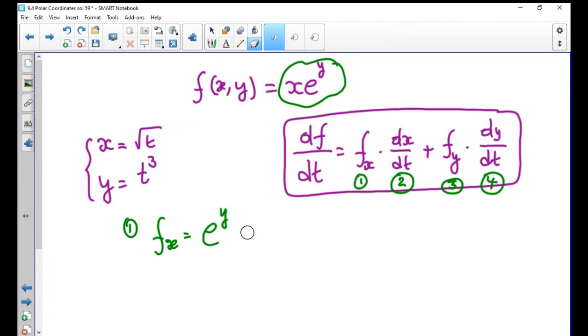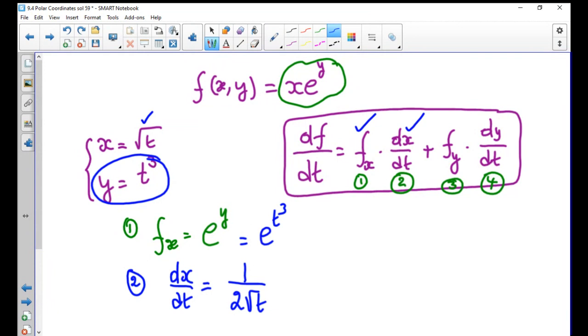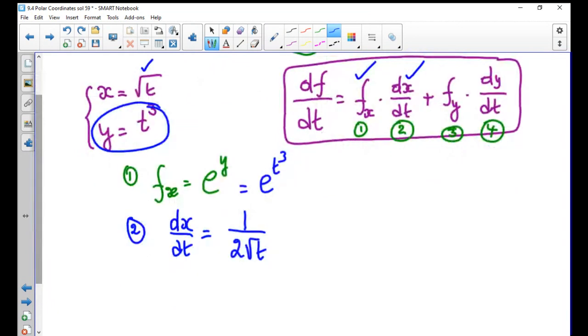You replace the y with, so this means it's e to the power of t cubed, yeah? Number 1, done. Number 2, what do we need? dx over dt. The derivative of square root of t, what is it? 1 over 2 square root of t. Done. Yes or no?